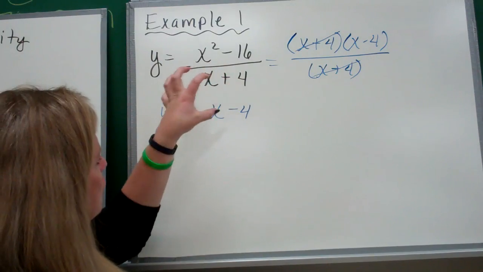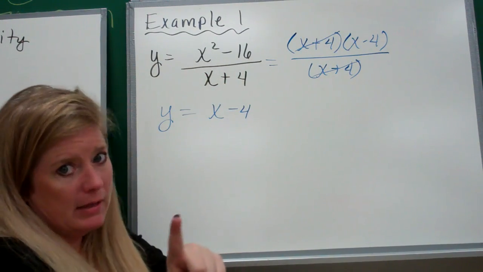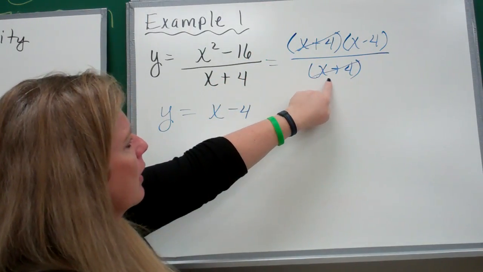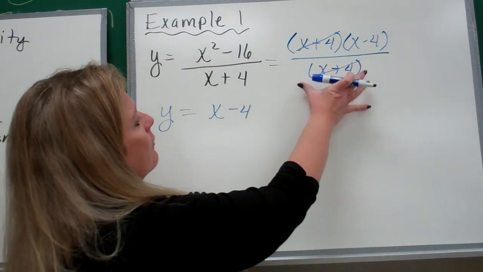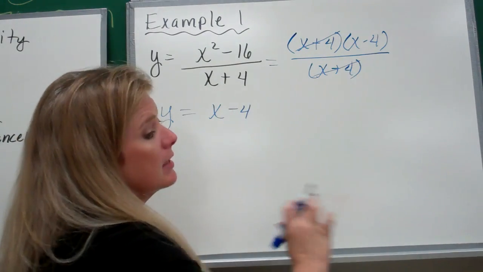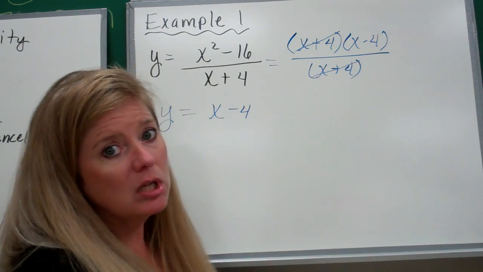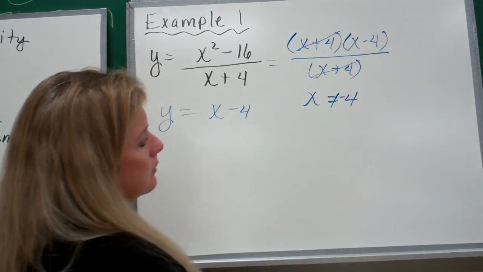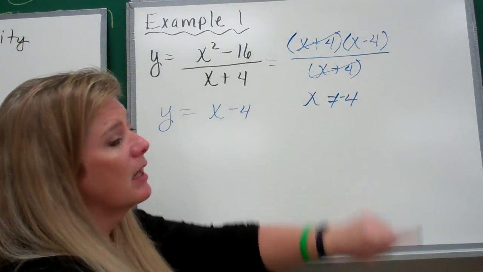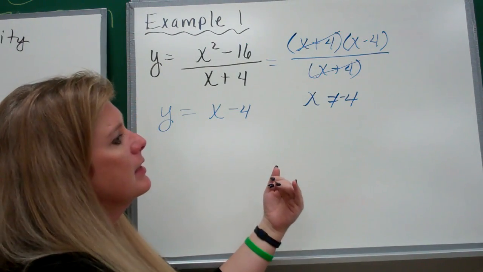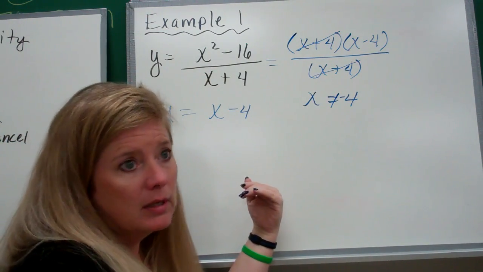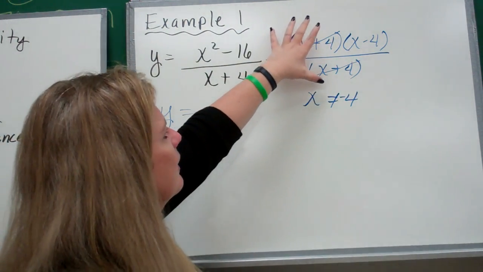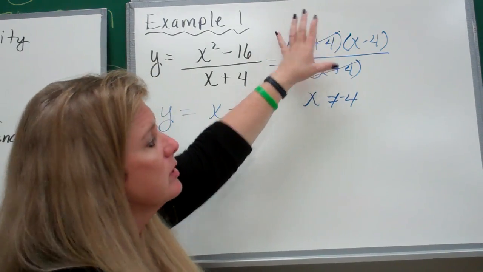So this graph looks just like this line, but there is a hole in the graph, because x plus 4 is in the denominator of our original function. Therefore, x cannot equal negative 4. So we have a point of discontinuity there. Is it an asymptote or is it a hole? In this case, it is a hole because the factors canceled. So it's a hole in the graph.